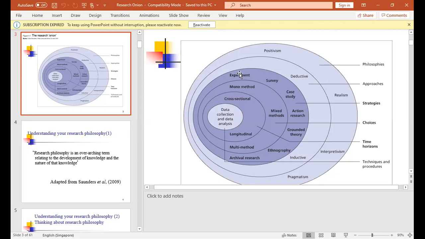So we are there to continue with the data collection methods and so on. So I'll step into the research design framework of Uma Sekaran.